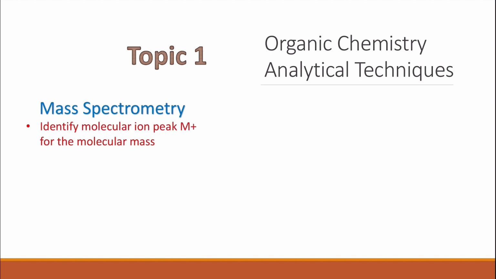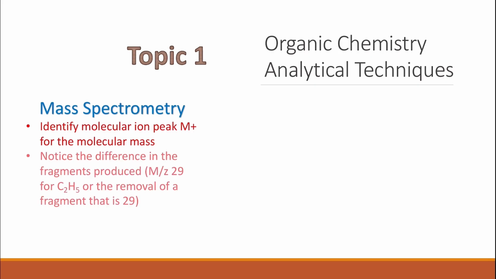What do you need to identify in mass spectrometry? First, you need to identify the molecular ion peak, which is the peak at the far right of the mass spectrum, and that will give you the mass of your organic molecule. However, fragmentation is quite common to come in the exam as well.